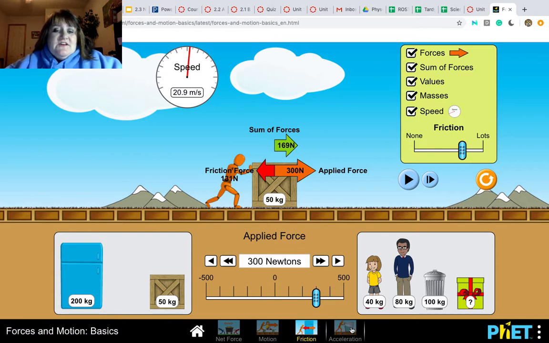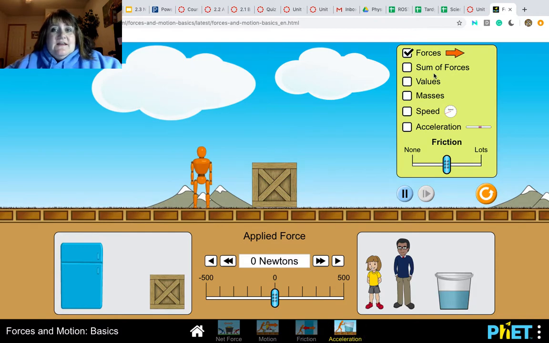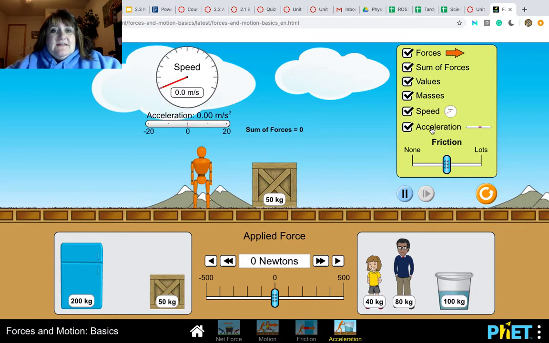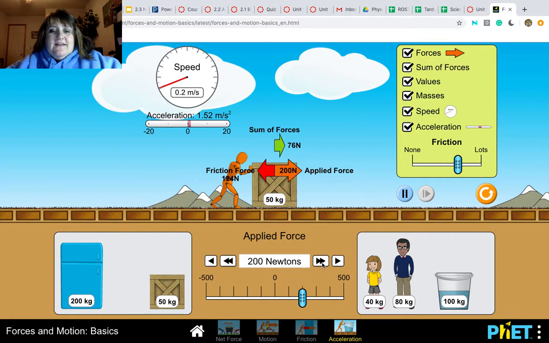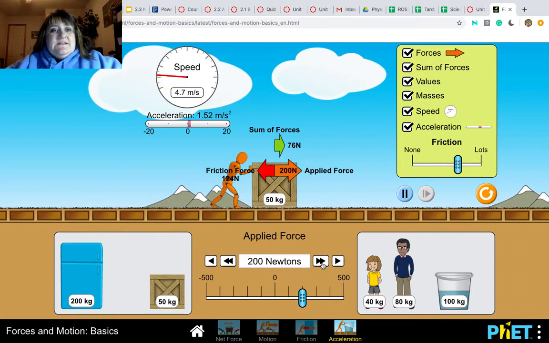The last simulation on here is acceleration. And I'm going to turn everything on again so that you can see the acceleration and the speed. So this one is actually calculating everything for you, essentially. You still have the force of gravity and the force of normal, but those are going to cancel each other out. So if I have this 50 Newton crate and I have a little bit of friction, if I apply a force to it, nothing moves, nothing moves, still nothing. And now notice what is happening.